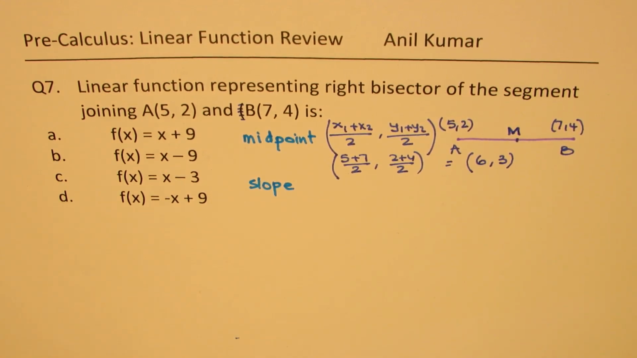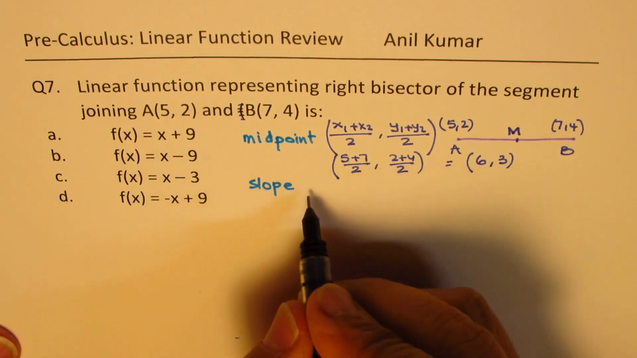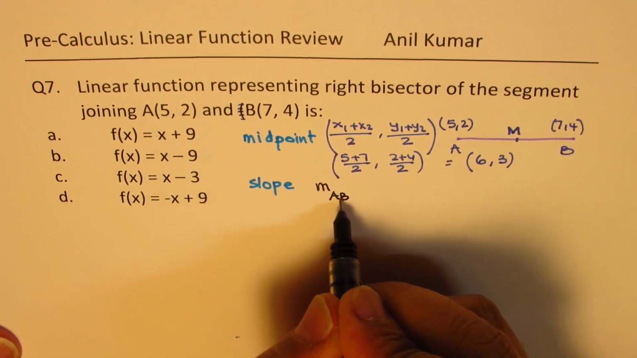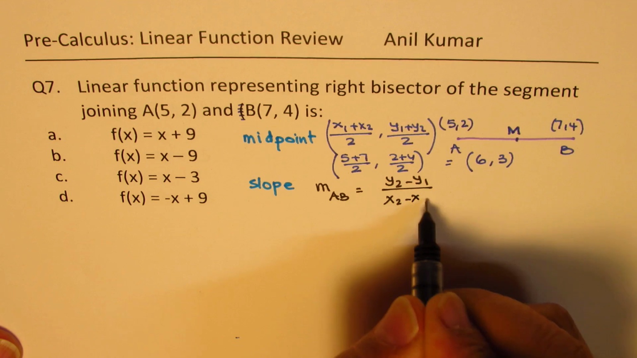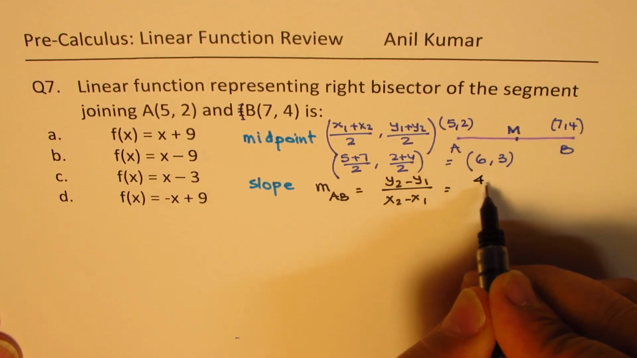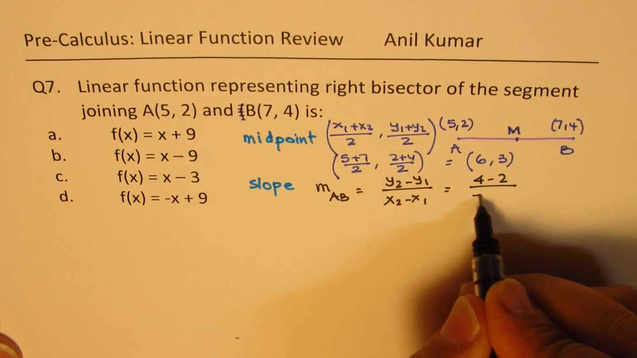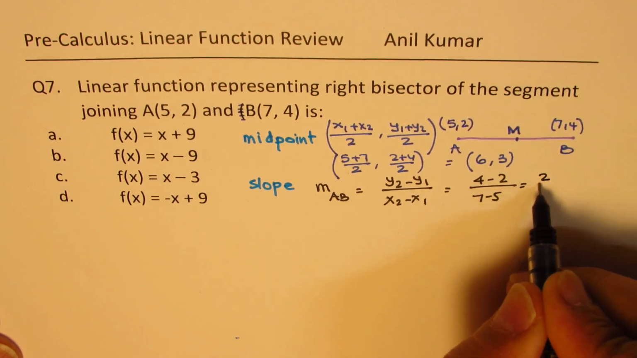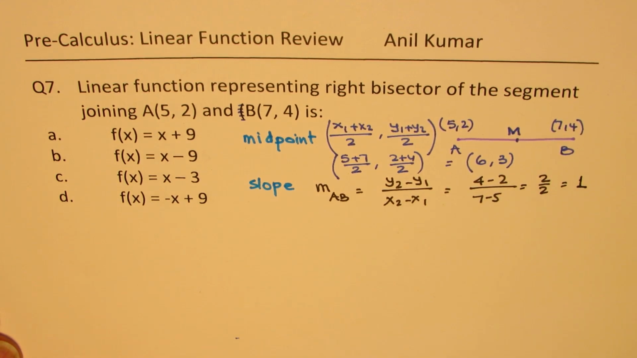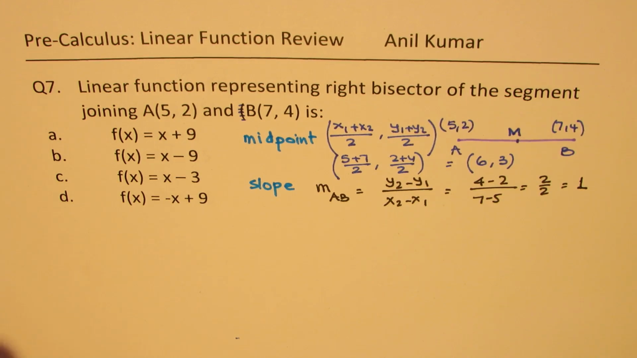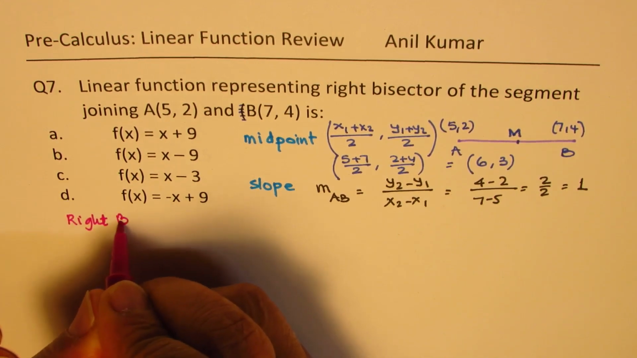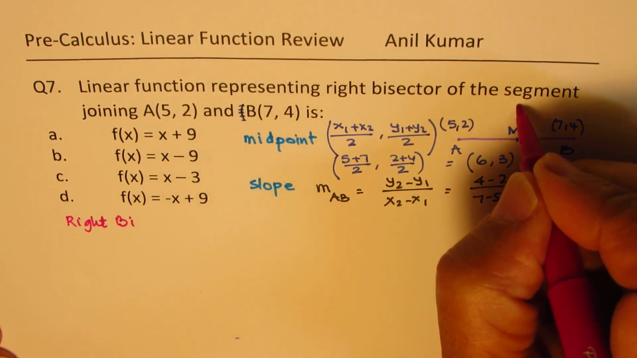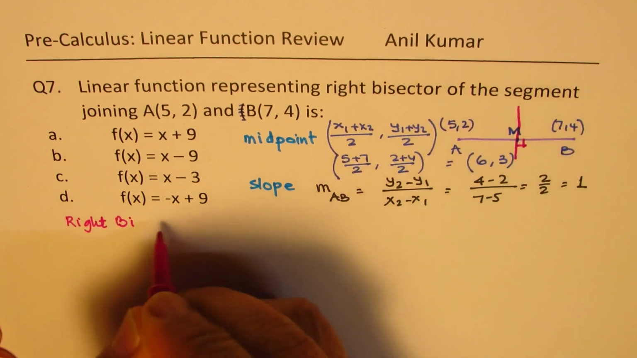Now let us find the slope of AB. So slope m of AB will be (y2 minus y1) over (x2 minus x1): 4 minus 2, and 7 minus 5. That is 2 over 2, or 1. So that is the slope of the given segment. Now we need to find the right bisector. That means the right bisector is going to go through the midpoint M, it will be kind of like this, right, and perpendicular.